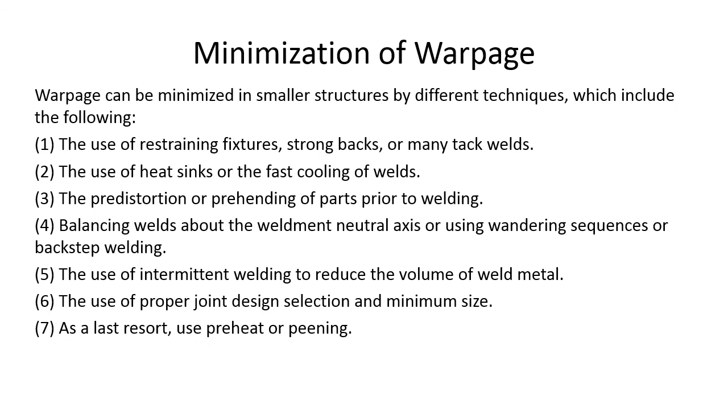Minimization of warpage. Warpage can be minimized in smaller structures by different techniques, which include the following: the use of restraining fixtures, strong backs, and mini tack welds, the use of heat sinks or the fast cooling of welds, the pre-distortion or pre-bending of parts prior to welding, balancing welds about the weldament's neutral axis or using wandering sequences or backstep welding, the use of intermittent welding to reduce the volume of weld metal, the use of proper joint design selection and minimum size of weld, and as a last resort, the use of preheat or peening.